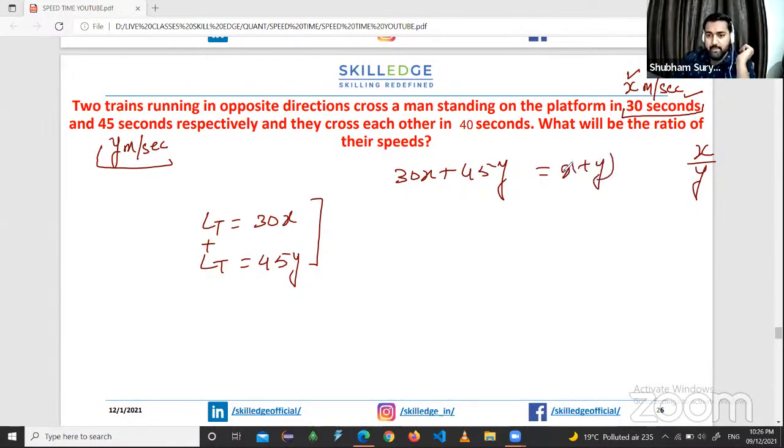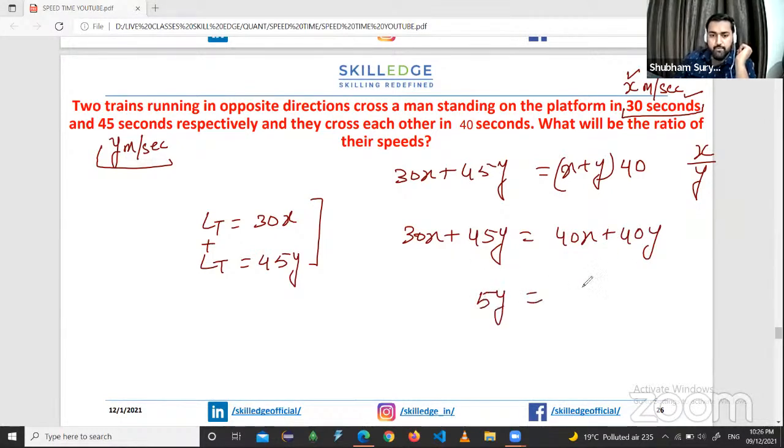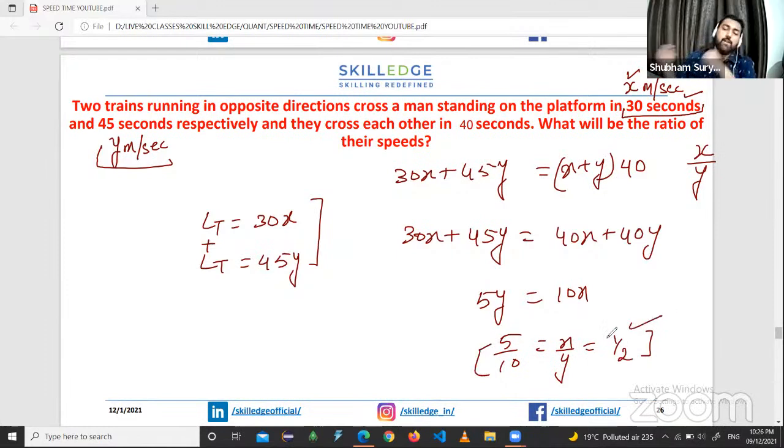Total speed has to be x plus y and the time is given as 40 seconds over here. We can just equate that. Okay, so 30x plus 45y is equal to 40x plus 40y. Okay, 45 minus 40 is going to be 5y is equal to 40x minus 30x is 10x. So 5 by 10 is equal to x upon y, which is further equal to 1 upon 2 guys. 5 by 10 cut ke 1 upon 2 बच जाएगा. So the ratio is going to be equal to 1 upon 2 guys.